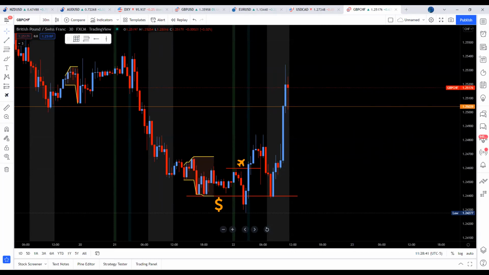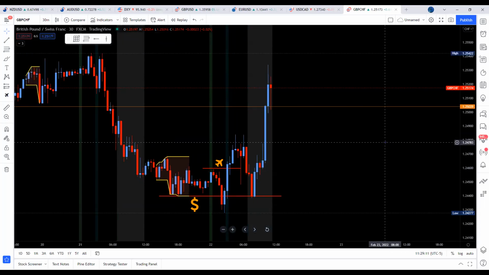Pullback, mitigation, both the same thing. Now, in this case, what would we target as our entry? There's a couple of things that you could have used. Maybe specifically 50% of the candle that produced the break of structure, or the base.